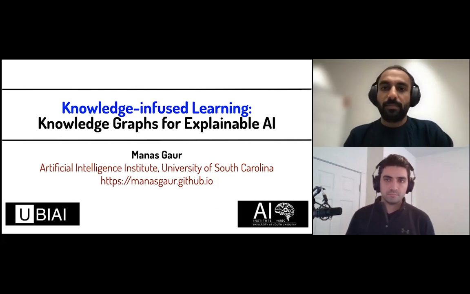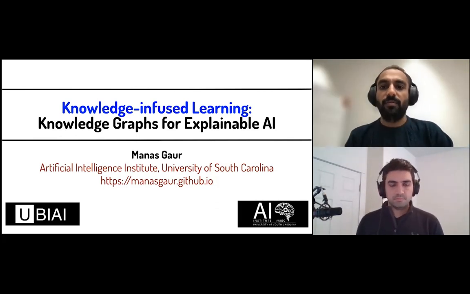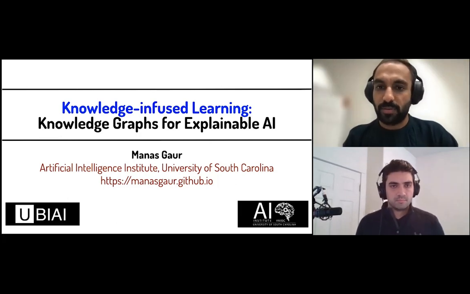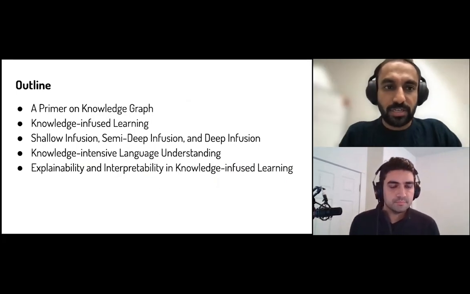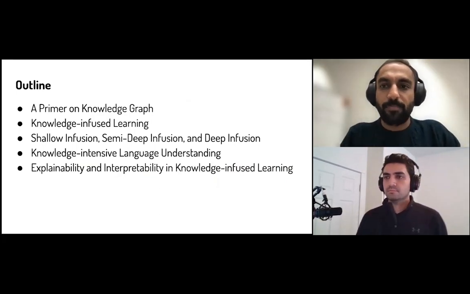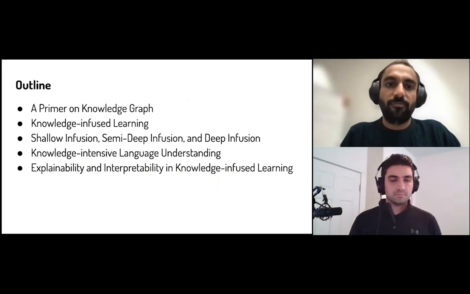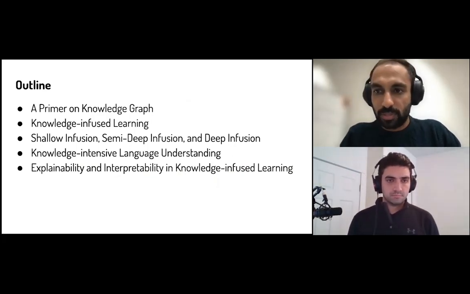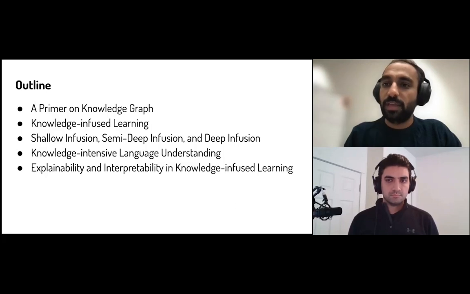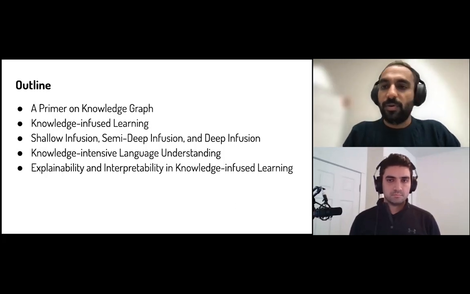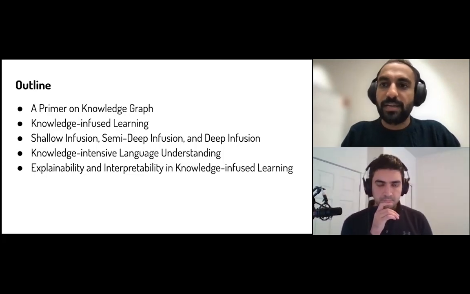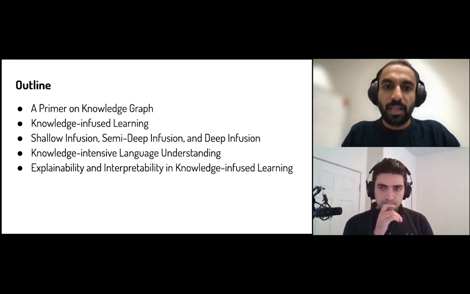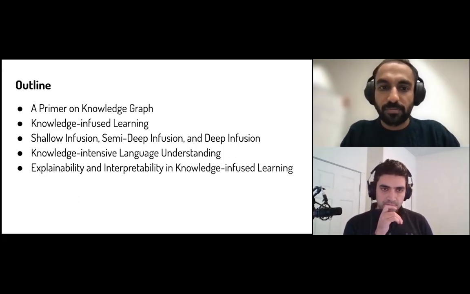So today's talk is about knowledge-infused learning, and we will be talking about knowledge graphs for explainable AI. The outline of the talk, as I have constructed, is that I will be giving a primer on the knowledge graph for the audience who are not familiar with it, how they look and how they have been constructed so far. I will be talking about knowledge-infused learning, giving more concrete definitions and details with some example use cases, and touching upon shallow infusion, semi-deep infusion, and deep infusion.